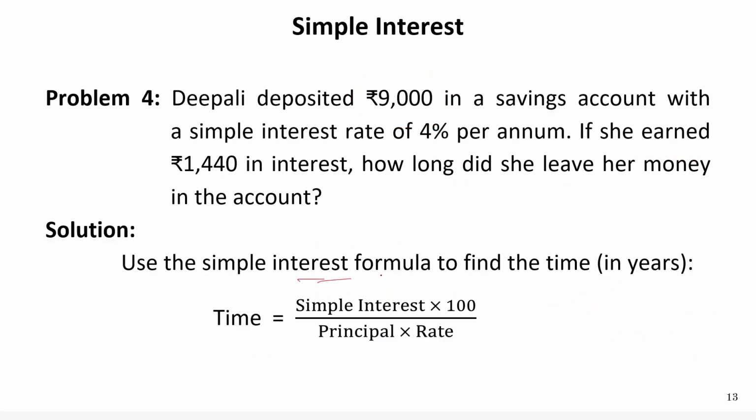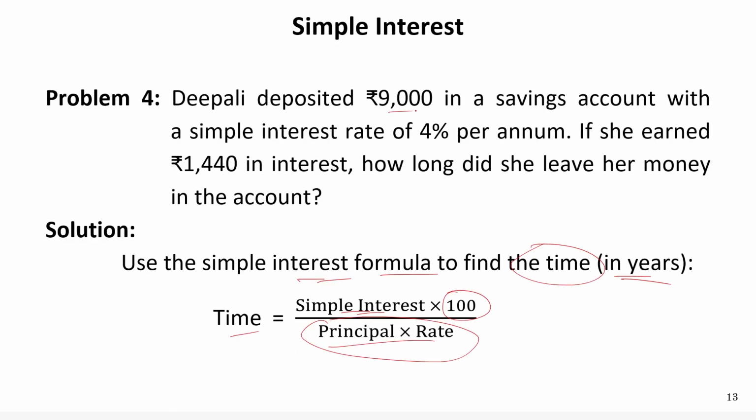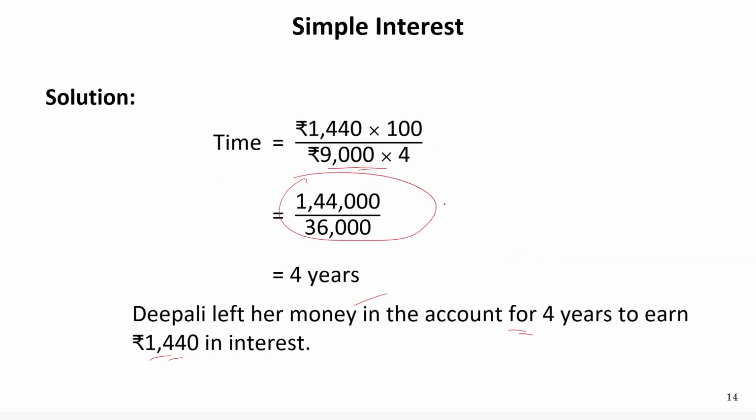So using the simple interest formula to find the time in years, time is equal to simple interest into 100, right, by principal into rate in the denominator. So what we are left with is 144,000 by 36,000, that is equal to 4 years. So Dipali left her money in the account for 4 years and got this much amount in interest. So if Dipali deposited this much amount in the savings account and the interest rate was 4% per annum, and she earned this much in interest, then she left her money in the savings account for 4 years. So 4 years is the answer here.